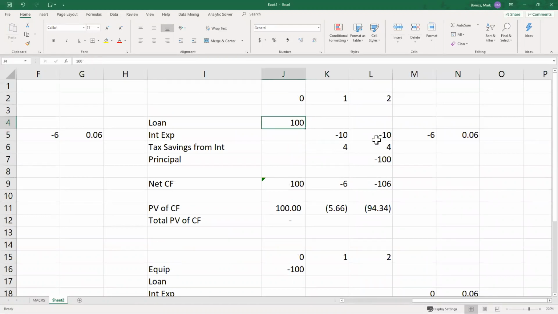If you're discounting at the effective interest rate, then the loan is going to be a wash in terms of present value. You take out a $100,000 loan, you pay a net of $6,000 per year, you pay back the loan at the end. When you discount those cash flows back, they're exactly equal to 100. So 100 minus 100 is 0.